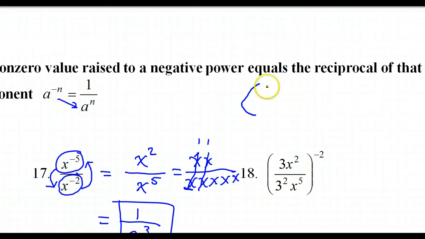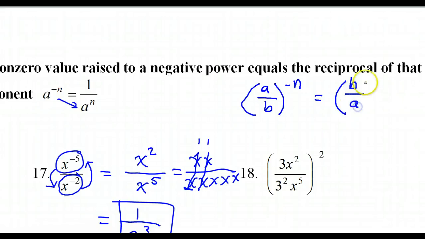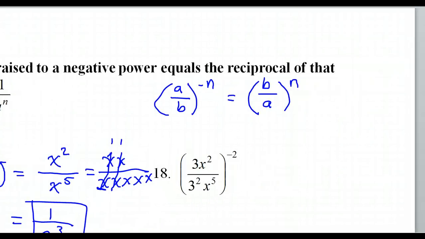If I have a over b, and then I have the negative n power, this is going to be the same thing as b over a to the positive n power. Do you understand what I'm saying? So if you have a negative power on a fraction, I want you to turn that fraction upside down, and then the exponent will be positive. Okay, so keep that in mind.